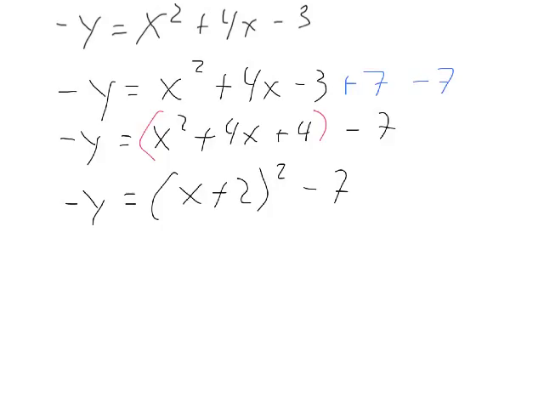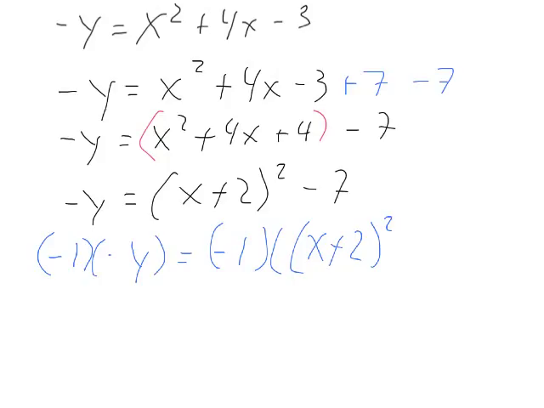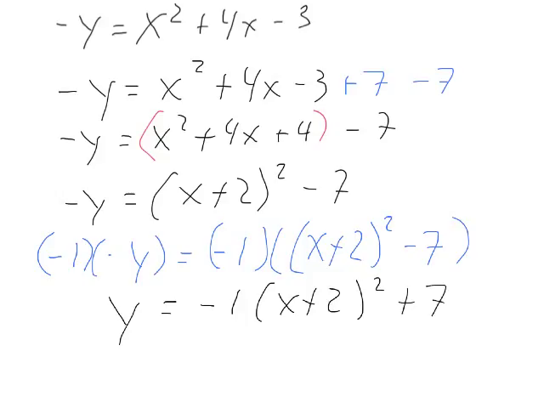And now I can deal with that negative that's on the outside of the y. It's time to get rid of this. So I will say negative 1 times negative y and negative 1 times x plus 2 quantity squared minus 7. When I distribute the negative, I end up with positive y equals negative 1 times x plus 2 quantity squared plus 7. I can see that my vertex is going to be at negative 2, 7, and because of the negative out here, my parabola opens downward.